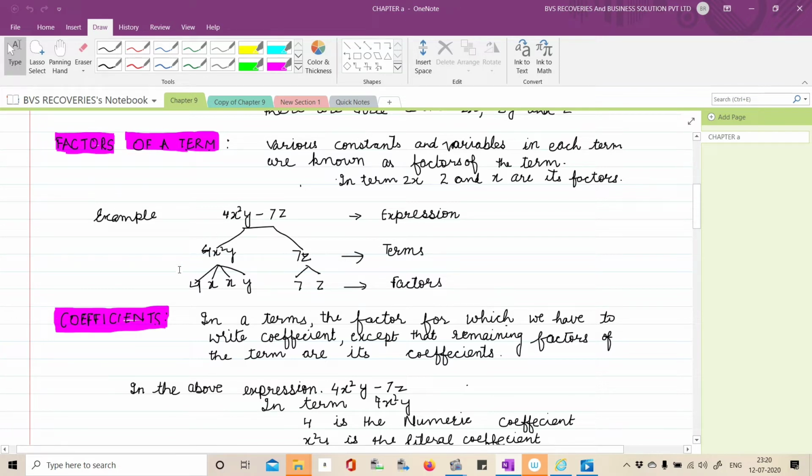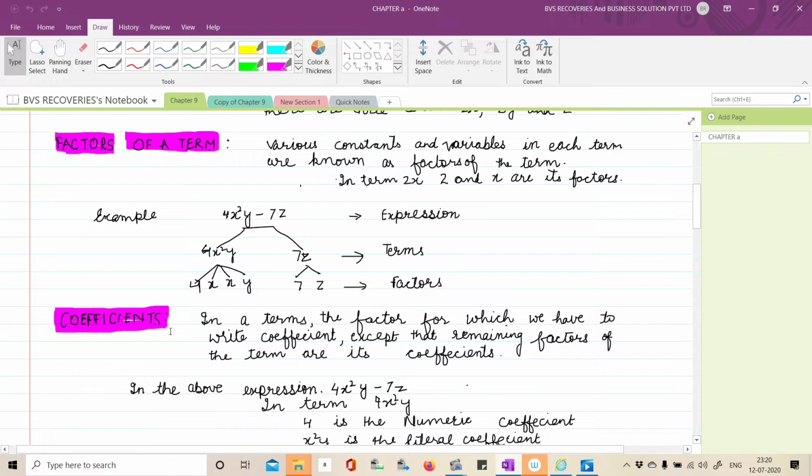Now, in this term, we have 4 into x into x into y. So 4, x, x, y. These are factors of it. Alright. And same way 7 and z. So 7 and z are factors of this term 7z.